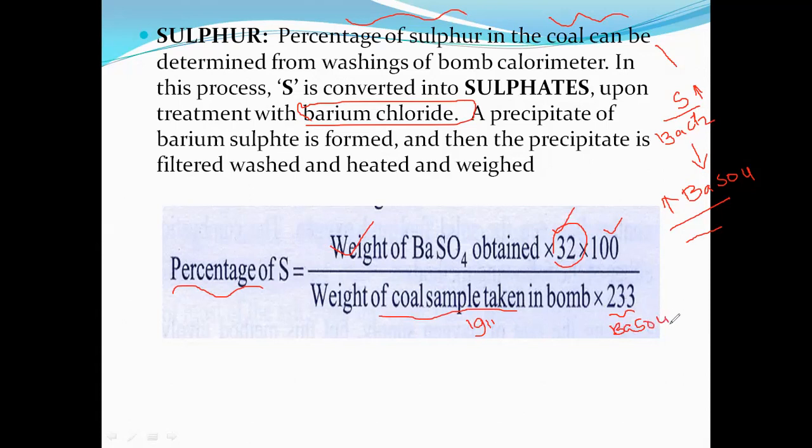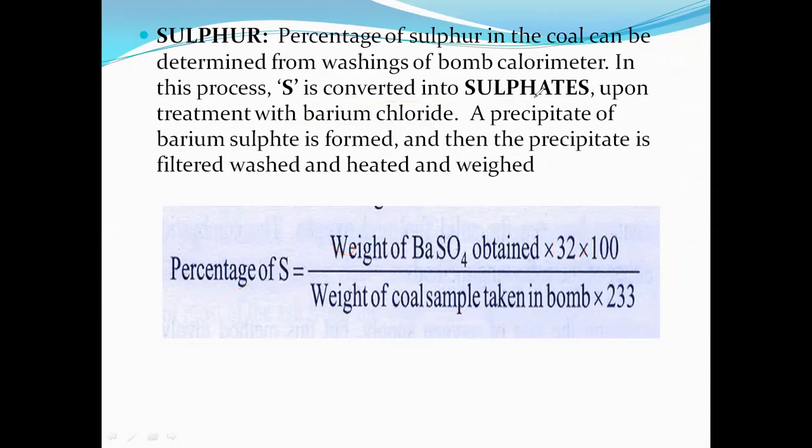I'll say it again. Percentage of sulfur can be determined from the weight of barium sulfate. Increasing the weight of barium sulfate increases the percentage, because when the coal sample containing sulfur is treated with barium chloride, it converts into barium sulfate. So weight of barium sulfate into atomic weight of sulfur, 32, into 100, divided by weight of coal sample, 1 gram, into gram molecular weight of barium sulfate, 230. Based on this formula, we find the percentage of sulfur present in the coal sample.